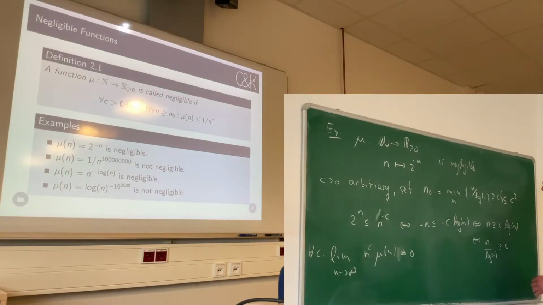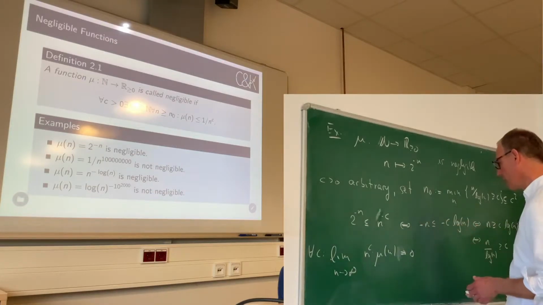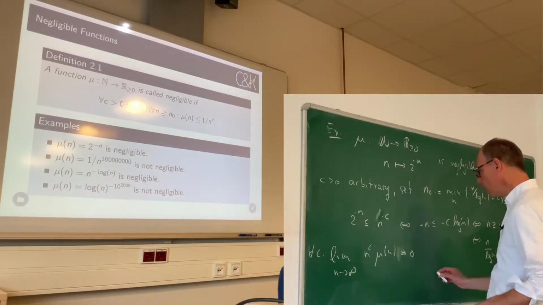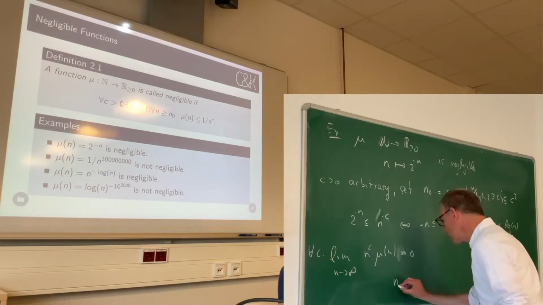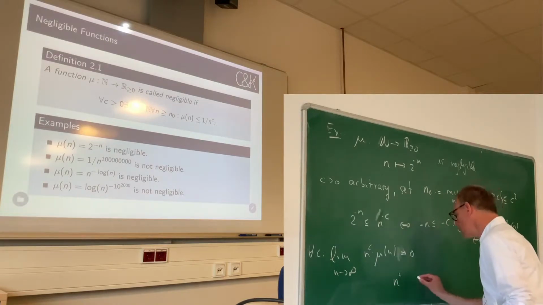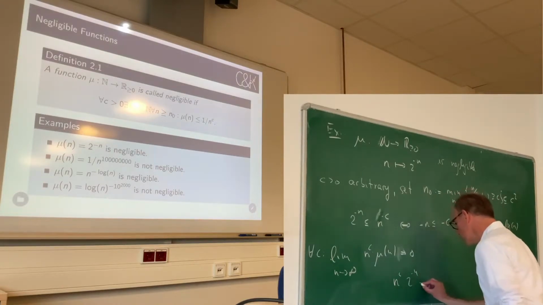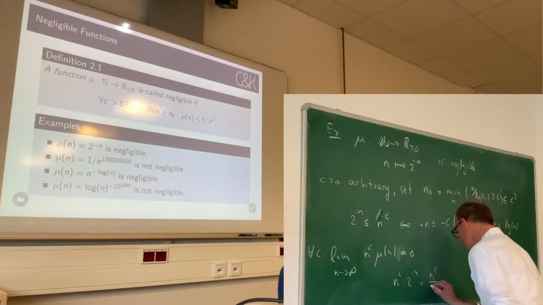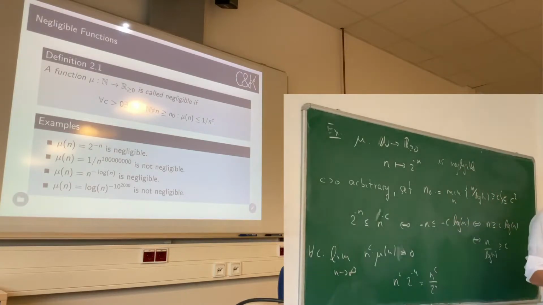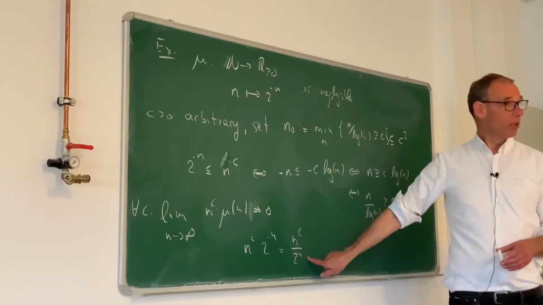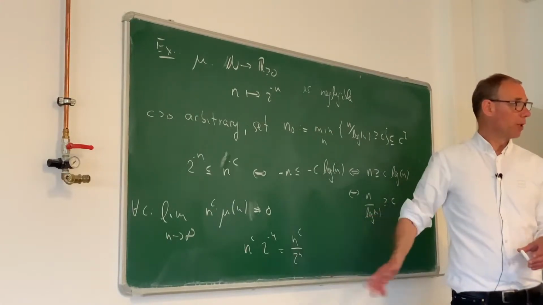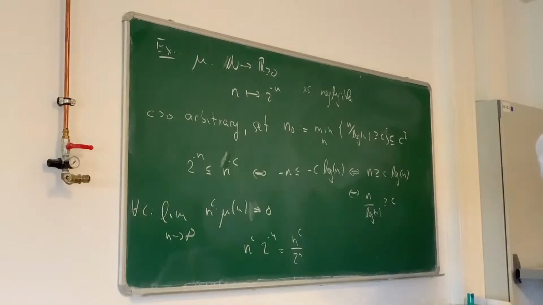And if you check this in the example, you see that we have n to the c times 2 to the minus n, which is n to the c divided by 2 to the n. And you know that this is exponential, and this is polynomial. Polynomial divided by exponential goes to 0.